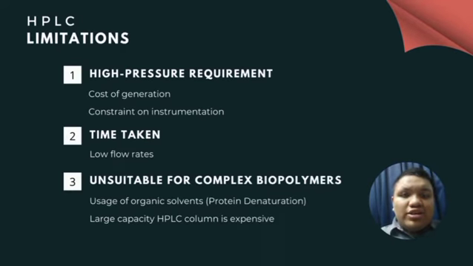HPLC requires the generation of high pressure for its operation, which is quite costly. This high pressure also enforces constraints on the HPLC instrumentation. Additionally, HPLC also takes a longer time to produce results due to its low flow rate compared to other methods. Moreover, it is not suitable for complex biopolymers such as proteins. The reason is HPLC uses organic solvents that can cause protein denaturation. Secondly, large capacity HPLC columns are quite expensive.